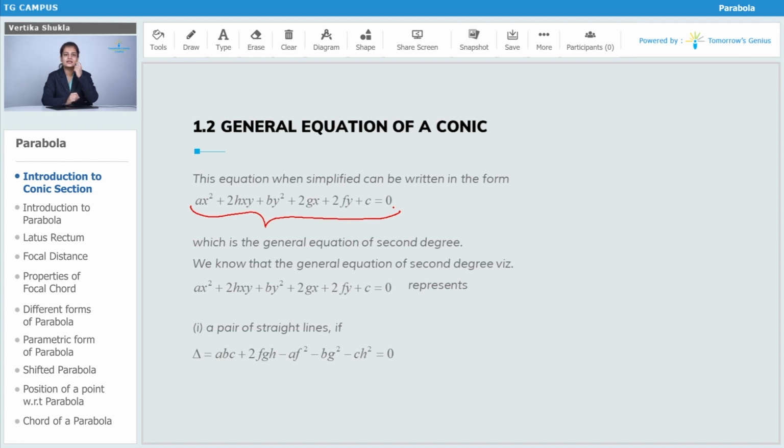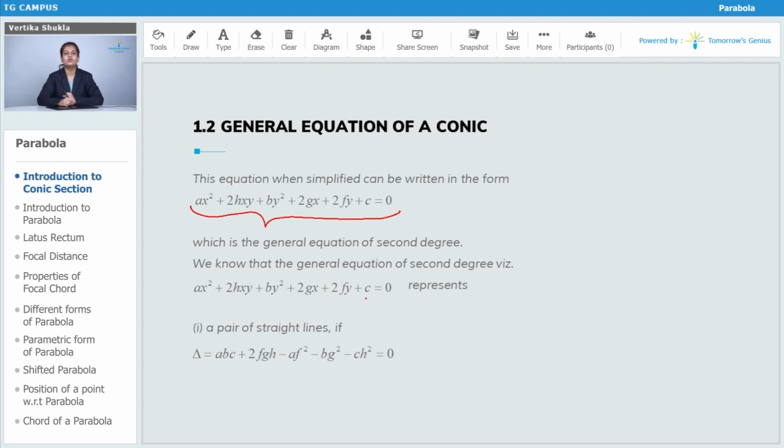We have already discussed this equation in your circles also and in your pair of straight lines also. And this equation will keep giving you different conics depending upon the values of a, b, h and the discriminant of this 2-degree general equation.